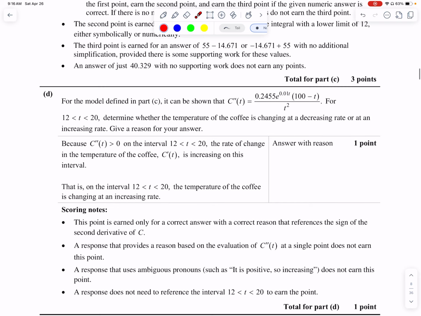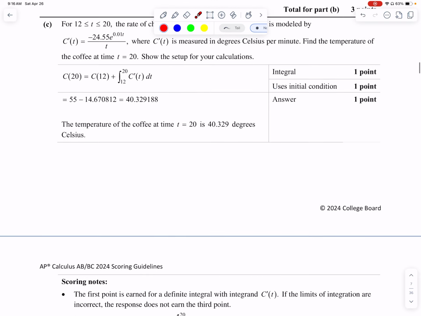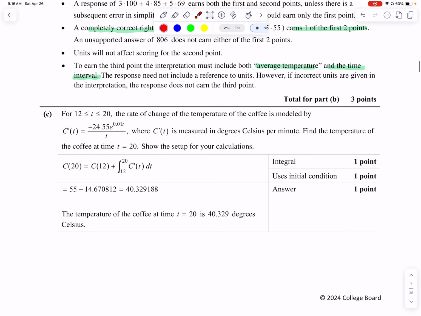40 points, where, am I in the wrong one? Yep, 40.329, yes. Okay, there we go. All right, so all of that looks good.